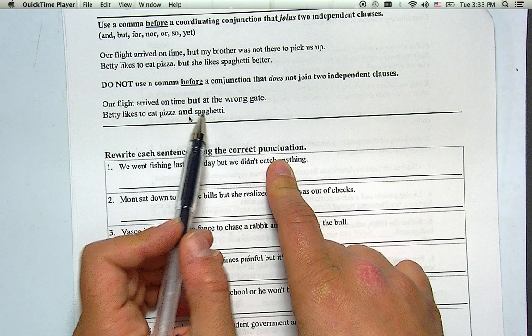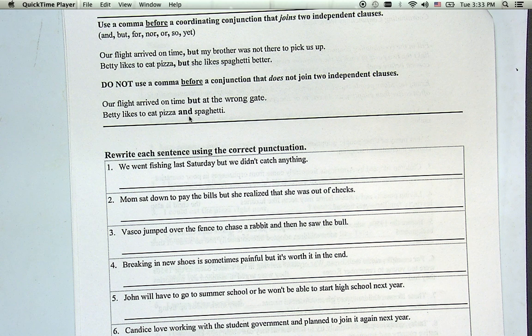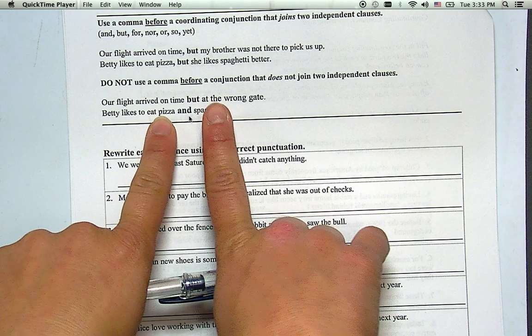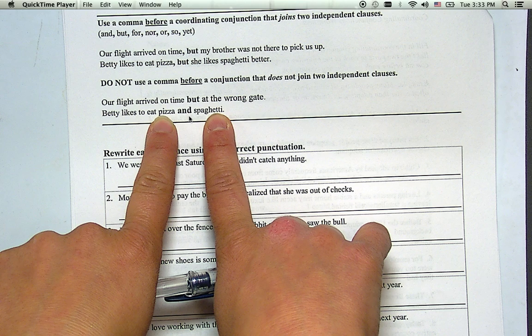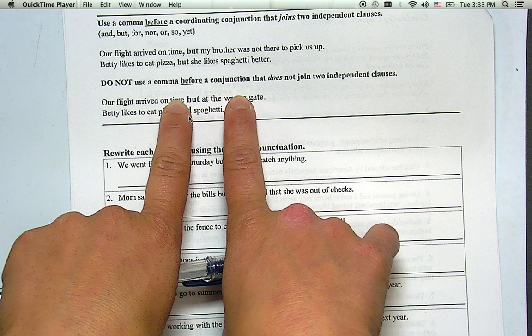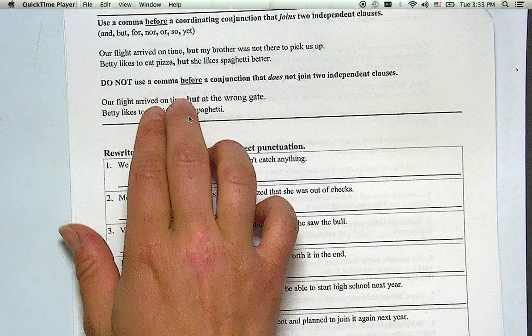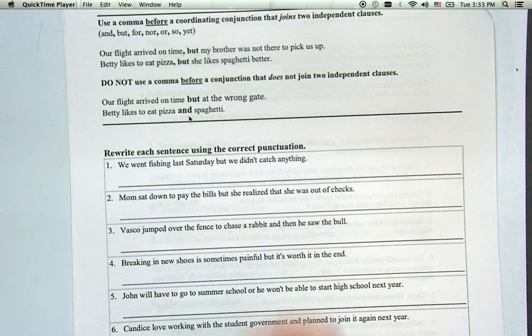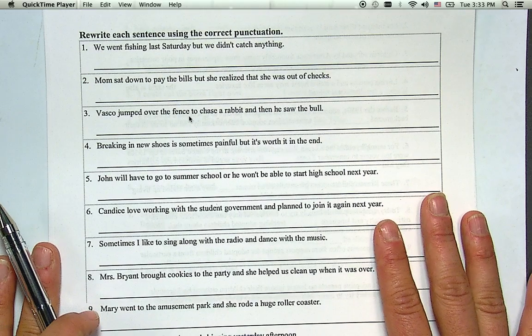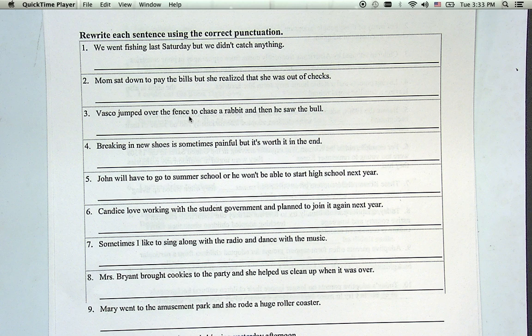Spaghetti is just a noun. It's not a subject and verb, so we don't need a comma because we're not joining two sentences. We're just showing pizza and spaghetti. This one, I arrived on time, but at the wrong gate. So we're just combining these two different, they're called prepositional phrases. Rewrite each sentence using the correct punctuation. This one is a really good practice. I highly recommend that you complete it. If you have any questions, please let me know.